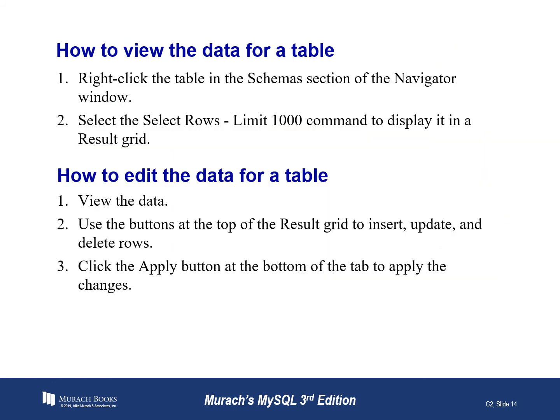Okay. In this slide, it just points out the same things that I just mentioned. How do you view the data? Right click on the table and select the select rows limit 1000 command to display the result grid. And then if you want to edit it, you just have to use the buttons that I pointed out earlier to insert, update, or delete rows, and then at the bottom there is an apply button that you press to make the changes permanent.